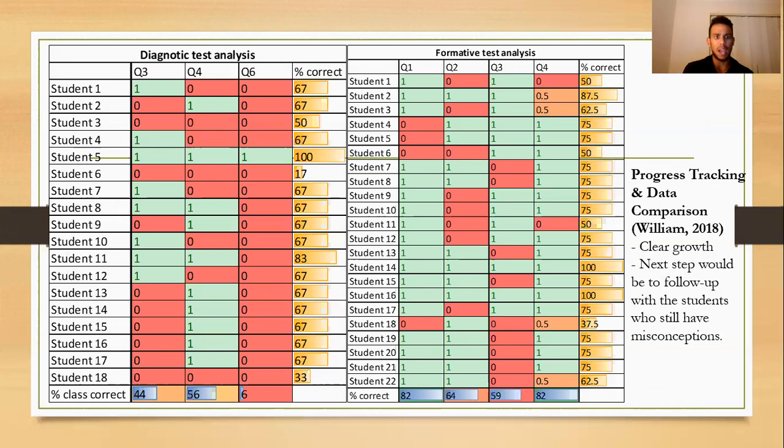Again, there were only 18 students who did the diagnostic test, as opposed to 22 students, so the data is a bit skewed there. But we can see improvement across the board. Yeah, so every question improved, and then obviously the results on average increased. So it shows clear growth, which is what we wanted to achieve. The next step would actually be to follow up with the students who still have those misconceptions, to make sure that they understand what's going on and what the topic is about.